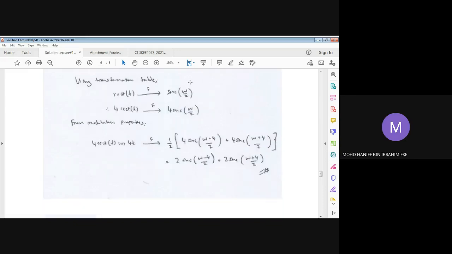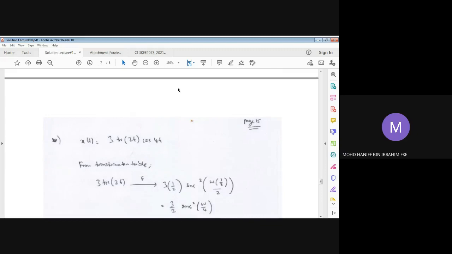Hopefully okay. Next, I think should be the 5th question, where we have 3 triangular 2t cos 4t. The same thing applies, in which our signal of interest is the triangular 2t. We have to find out what the Fourier transform for this is, and later on we apply the modulation properties, because we have a multiplication with a cosine of 4t.